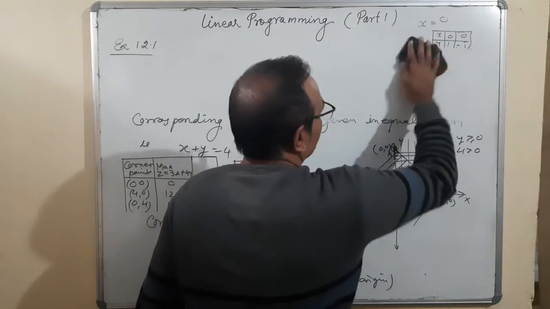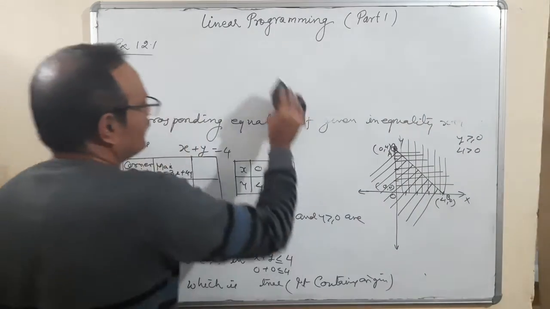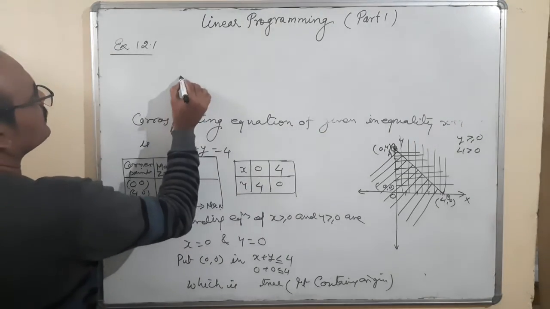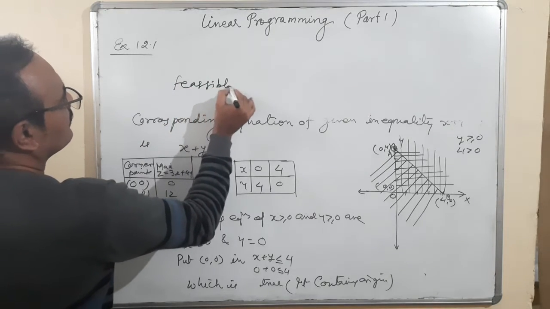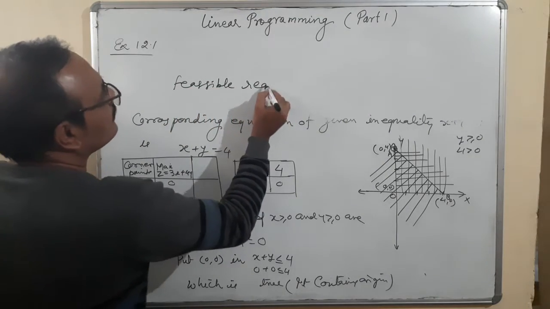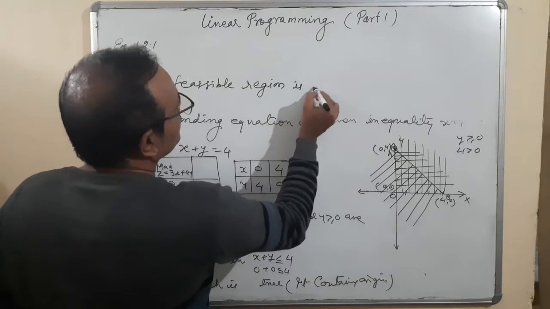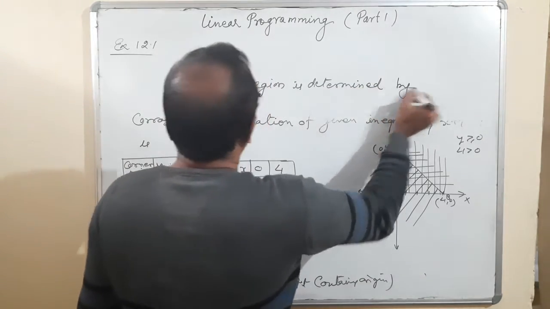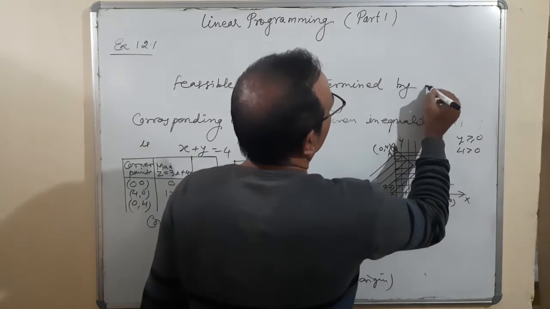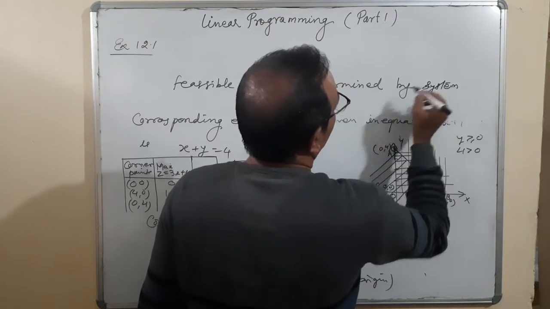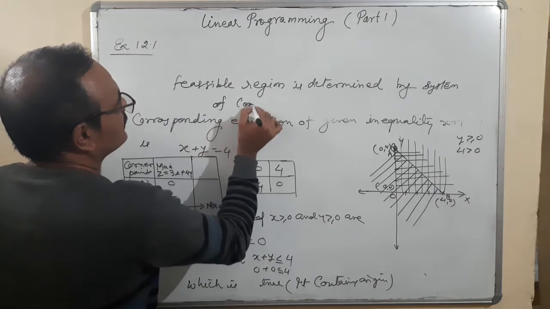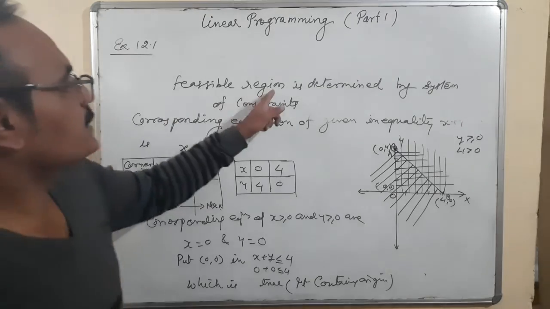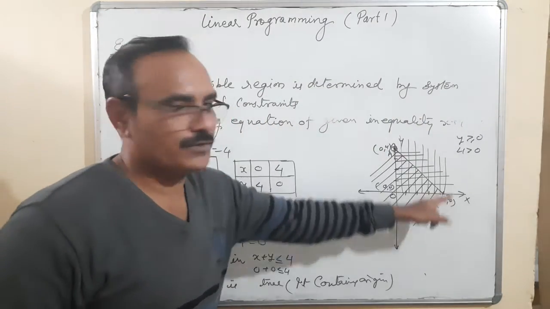One line is also required. Here we have to write here the feasible region or optimal region. Simply we'll use the term feasible region is determined by the system of constraints. Feasible region is determined by the system of constraints.